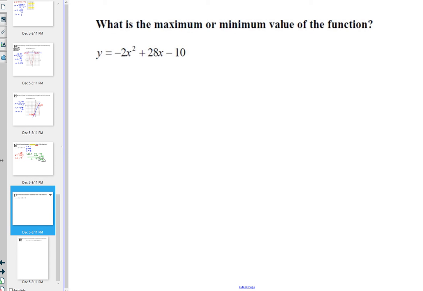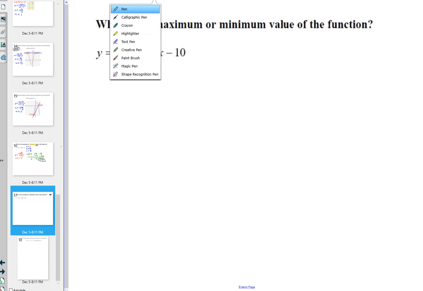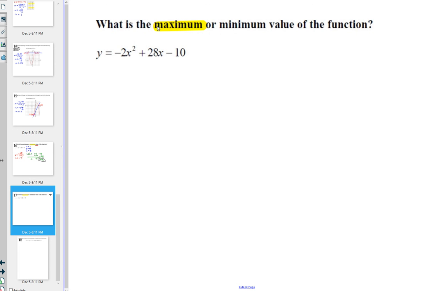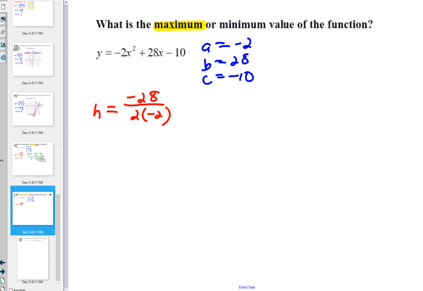Hey, another maximum or minimum? Maximum. This would be a max because A is negative, but that's not really what they're asking us. LC, what's the formula for h? Negative b over 2a. Look at that. So that ends up giving us positive 7.